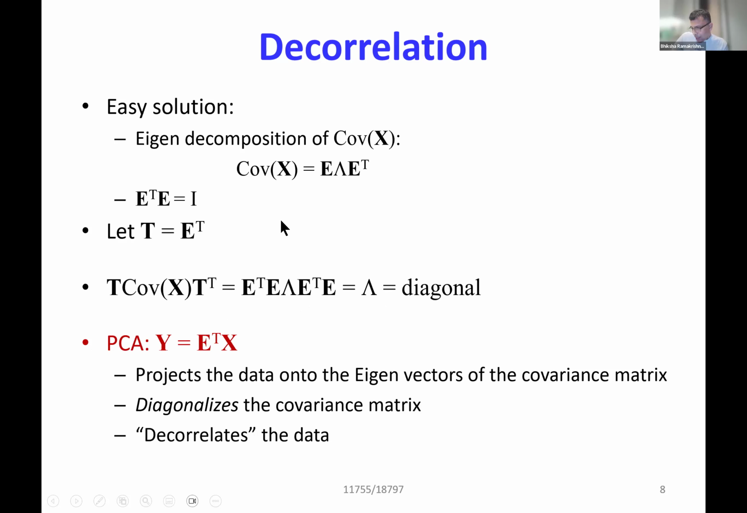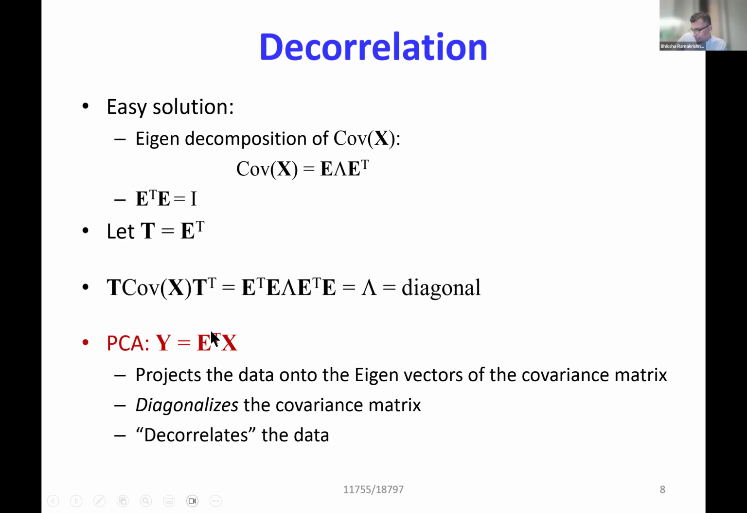So in other words, when I compute the eigenvectors of the covariance matrix and transform the data with the transpose of the eigenvector matrix, that results in a bunch of uncorrelated data. But then, what does PCA do? Principal component analysis is actually performing this operation. It's projecting the data X onto the eigenvectors of the covariance matrix.